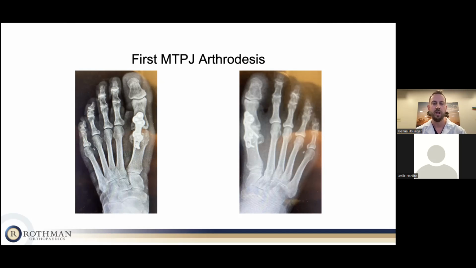But you can see here that we use a plate and screw construct across the first metatarsophalangeal joint, across that big toe joint. And basically what we're doing is we're removing the motion from that joint, but we're holding the position and alignment in a corrected position. And without the painful arthritis there, we now just have a rigid lever arm to push off of in gait that no longer causes pain, and it becomes a great option for those patients.